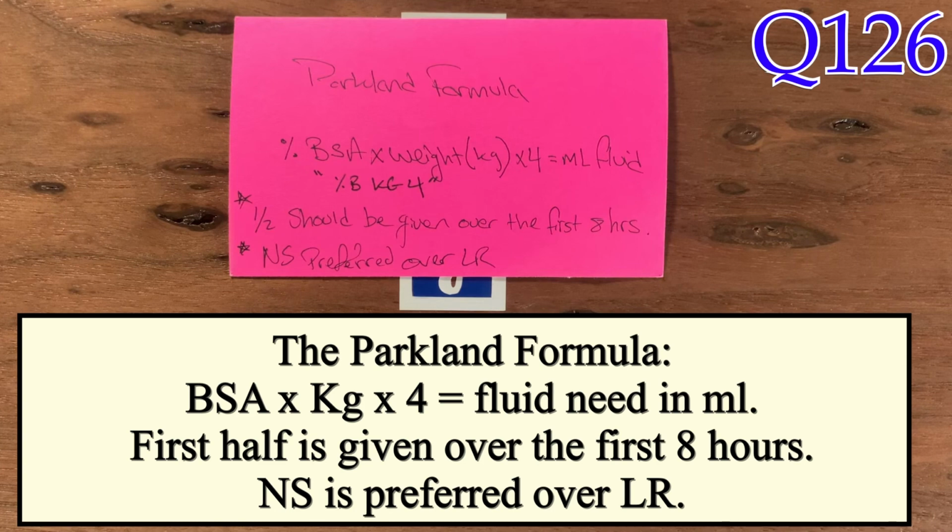The Parkland-Burn formula is the percent of the body surface area burned times the weight of the patient in kilograms times 4, which equals the milliliters of fluid that you're going to be giving this patient. The first half of this fluid needs to be given over the first 8 hours of the burn, and normal saline is preferred over lactated ringers.